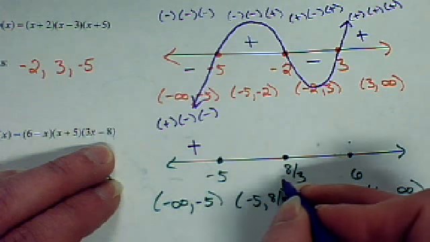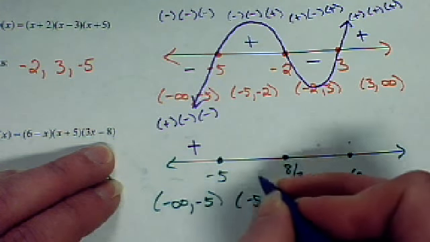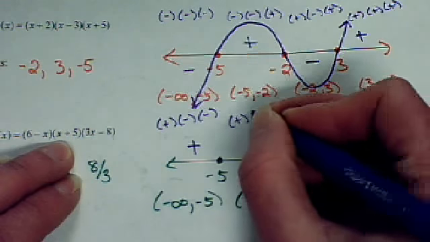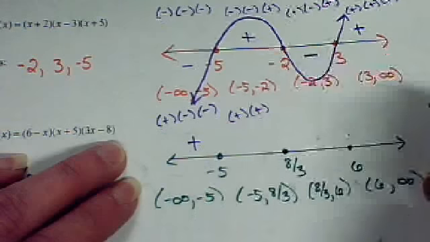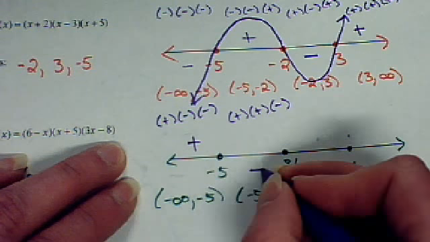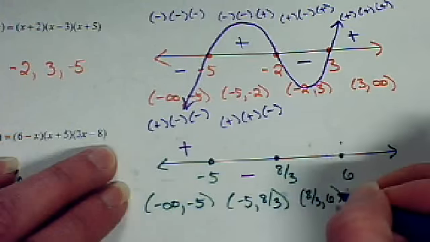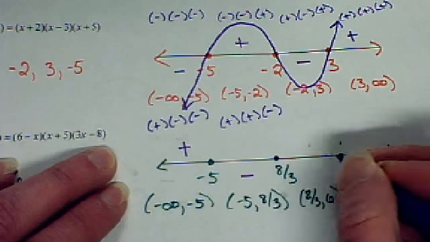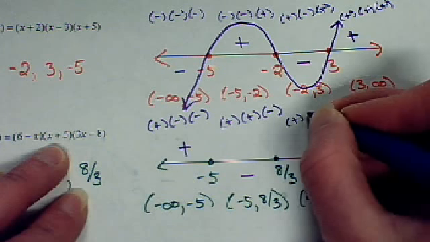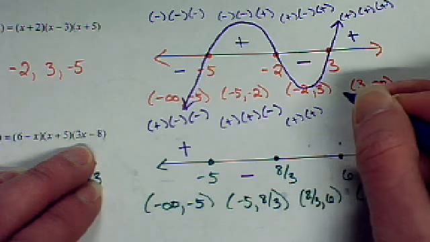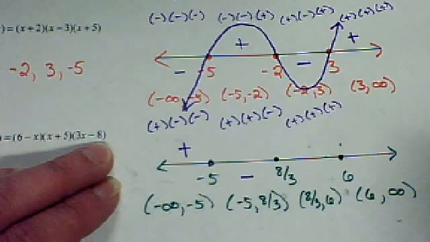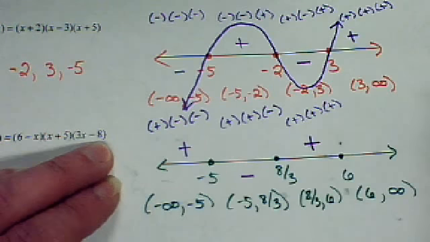Something between negative 5 and 8/3. Anytime you go from a negative to positive, you've passed up 0. So 6 minus 0 is positive. 0 plus 5 is positive. 3 times 0 minus 8 is going to give me a negative. Positive times a negative, I've got a negative. Something between 8/3 and 6. Let's go with 5. 6 minus 5, positive. 5 plus 5, positive. 3 times 5, 15, minus 8, that's positive. Positive times a positive is positive.